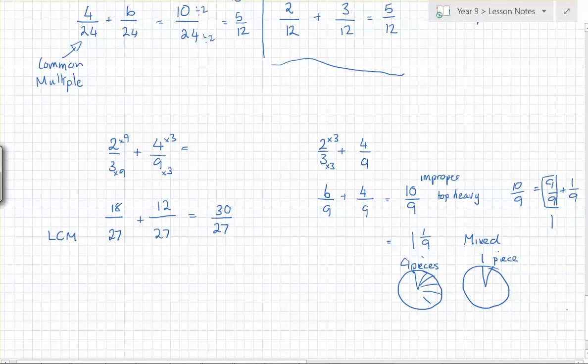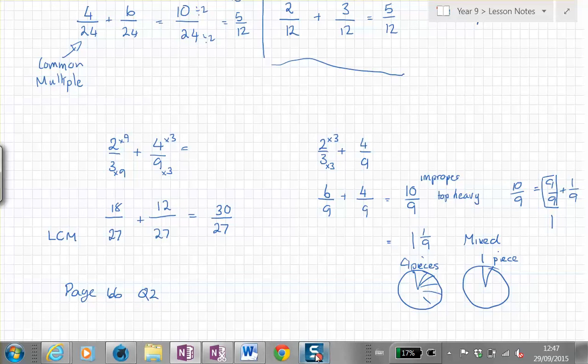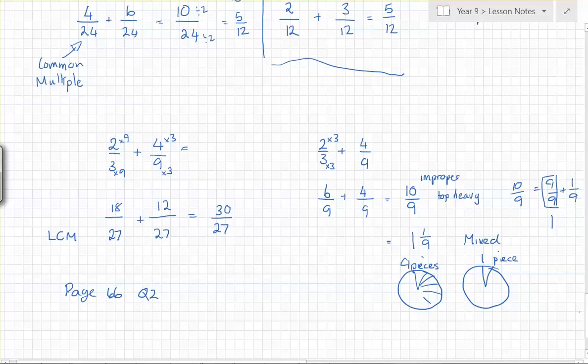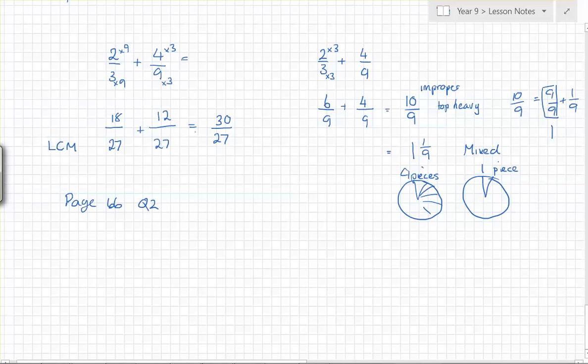Alright, okay, so if we have a look in your book, we're all the way up to unit 4 now. I would like you, so probably quite easy, we'll have a look at page 66, question 2. Right, let's go through some answers then.